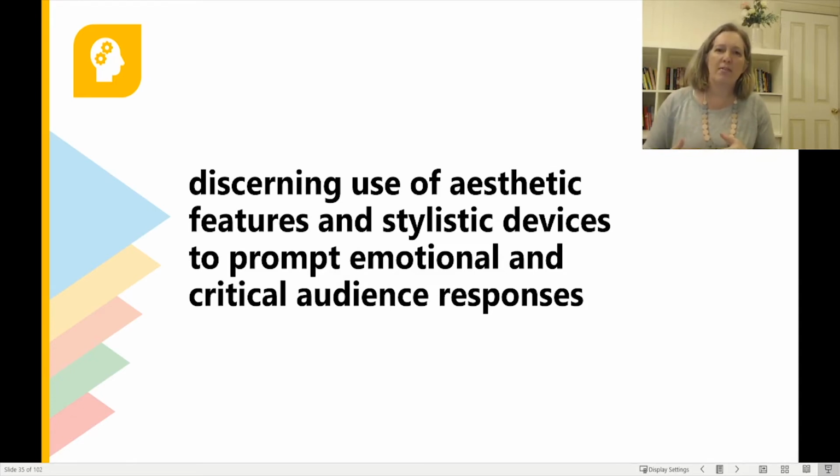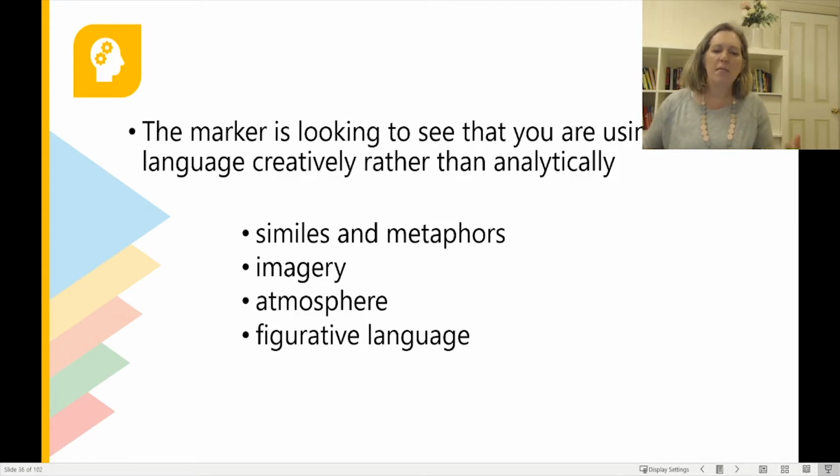So when we talk about the aesthetics of a piece of writing, we're not talking about how pretty it is or how attractive it is. What we're looking at is the figurative language that's being used. So the marker's looking to see that you are actually using language creatively, that you're not just writing a factual piece or an analytical essay or even a persuasive speech.